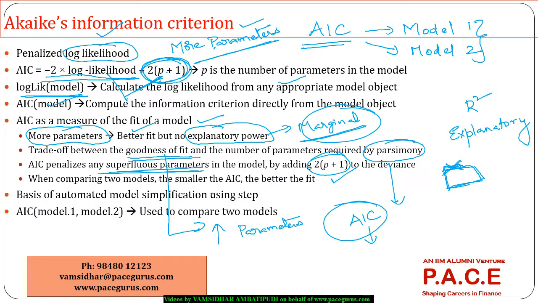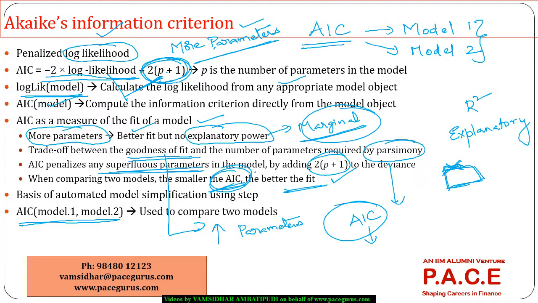So when I am comparing two models, I have to look at the model that has the least possible AIC, because based on the AIC I would say that kind of model is a much better fit for that particular data set. So I can use the function in R like AIC of model 1 comma model 2, which is used for comparing two different models.